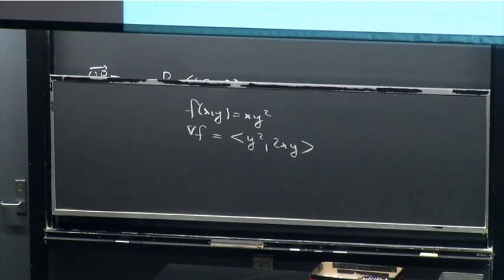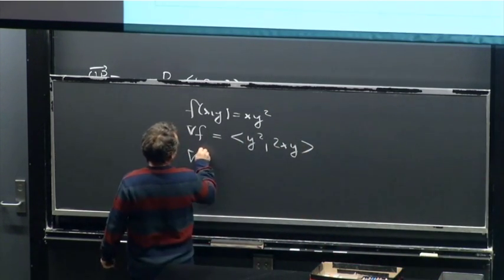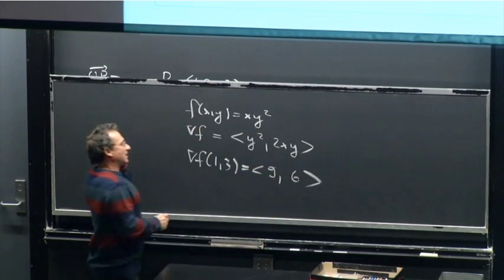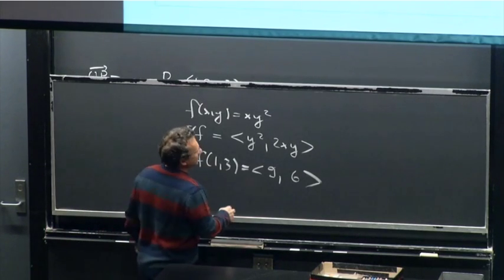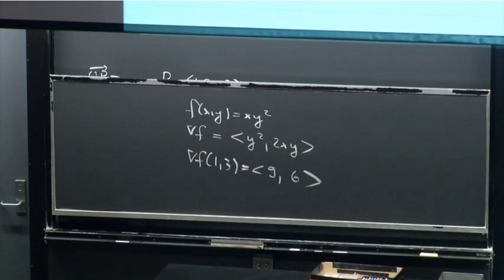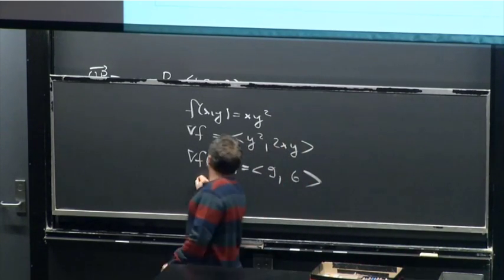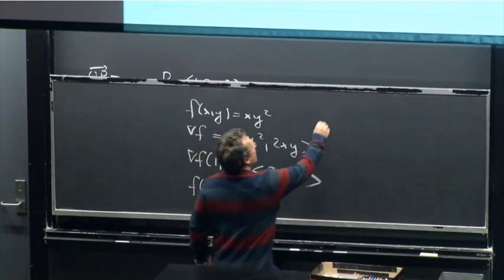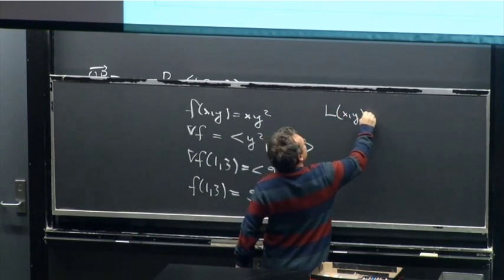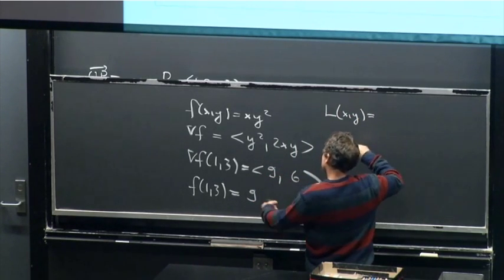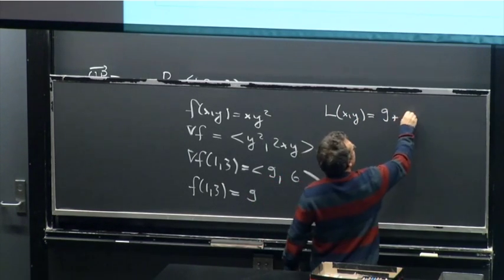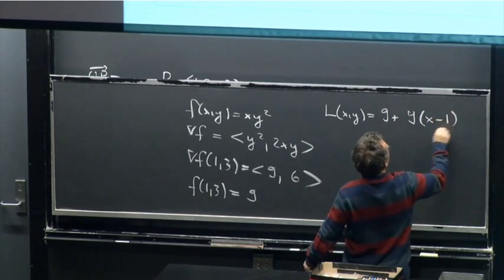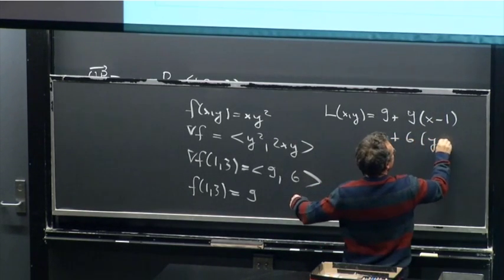It's close to (1,3), so we can compute the gradient at (1,3), which is (9,6). And now we can also compute the value of the function at (1,3). So what is f(1,3)? That's equal to 9. So we can already write down our linearization. L(x,y) is equal to 9, plus 9 times (x minus x0), where x0 is equal to 1. And then the second one is 6 times (y minus 3).